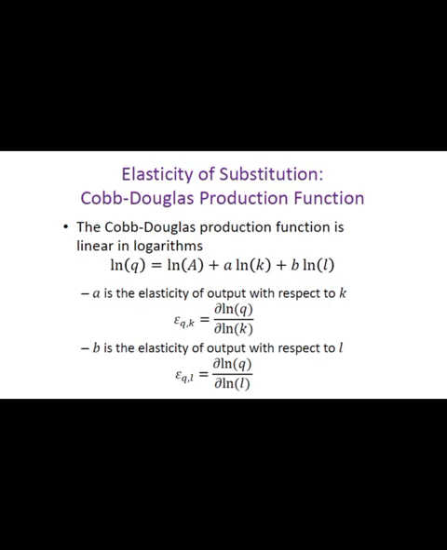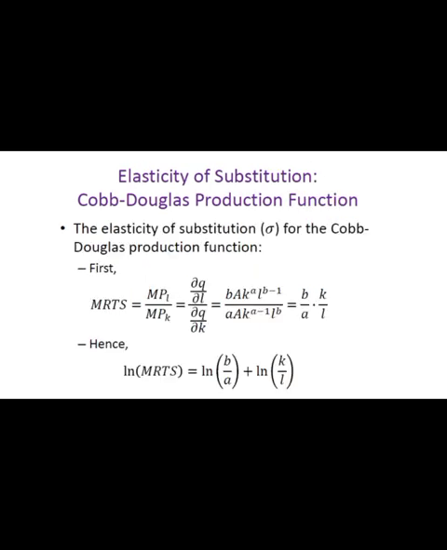Let's prove it falls exactly in the middle, with sigma always equal to 1. The proof starts with the marginal rate of technical substitution, MRTS. The slope of the isoquant is the ratio of the marginal products. Let's calculate the marginal product of labor, which is the partial derivative of Q with respect to L. Next, the marginal product of capital.